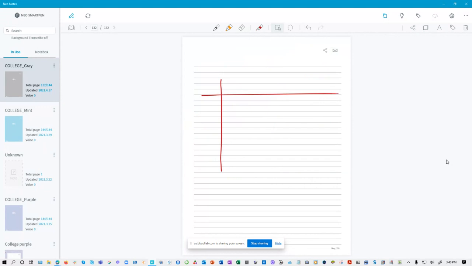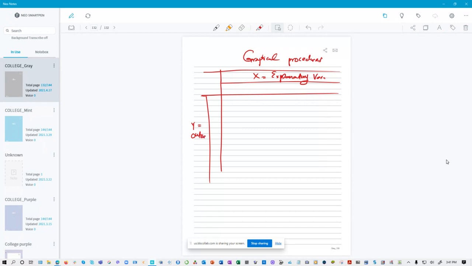For the same thing, we were looking for the graphical representation. How do you do this? That was the statistical procedure. What are the graphical procedures? Then we had X as the explanatory variable and Y as the outcome. I'm going to make it a larger one.